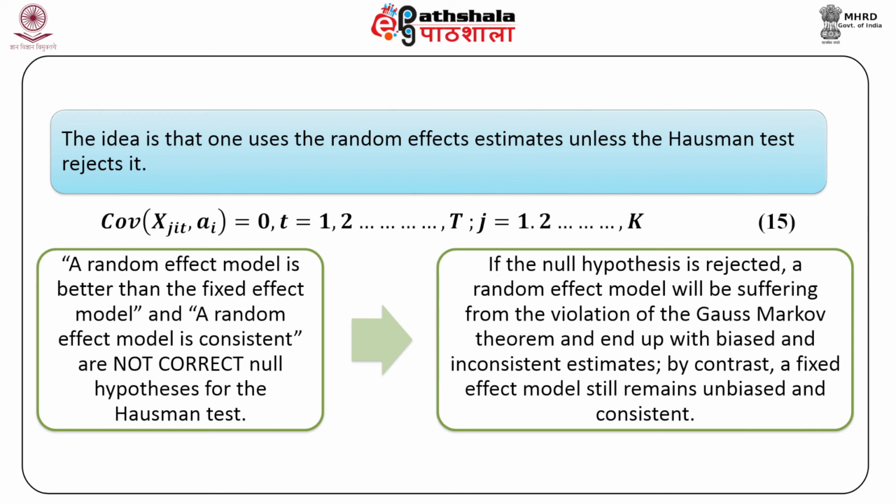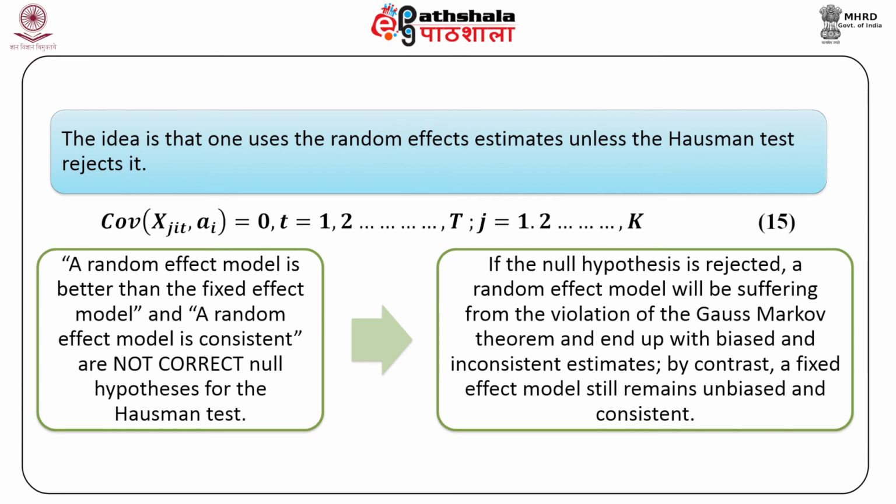In other words, it compares the fixed effects and random effects models. If both fixed and random effects turn out to be significant, the Hausman test will give you a good idea which one to choose. The null hypothesis is that the fixed or random effect is not correlated with the other regressors. "A random effects model is better than the fixed effects model" and "a random effects model is consistent" are not the correct null hypothesis for the Hausman test.